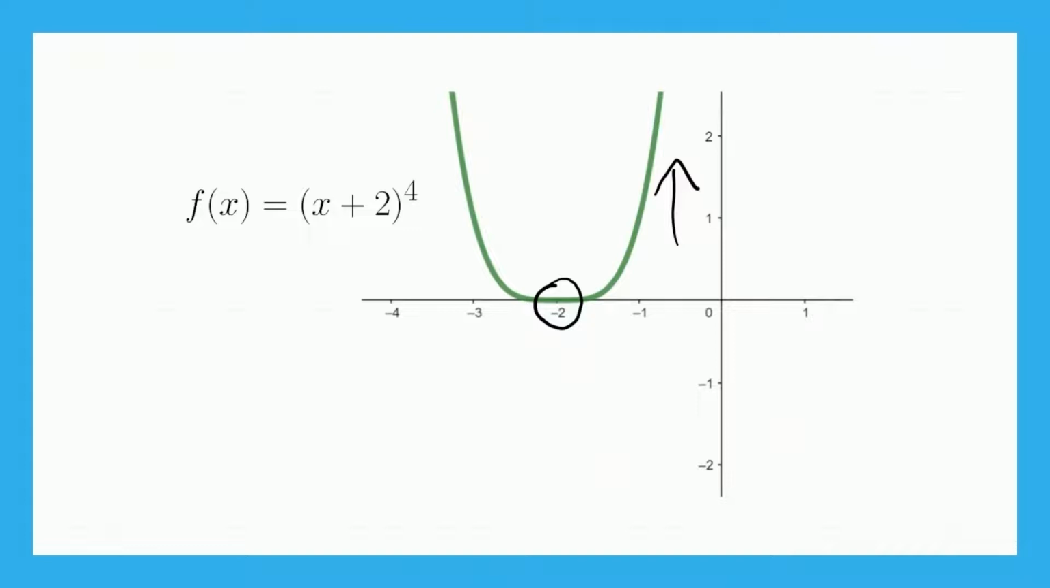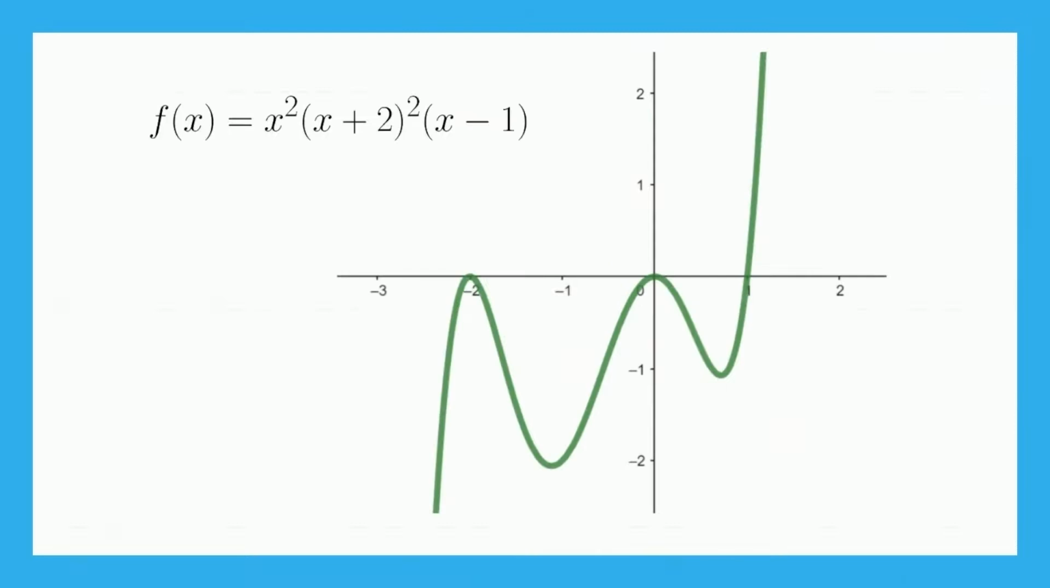Now, let's look at an example where we have more factors and thus a much more complex graph. So right now we're looking at the graph of f(x) equals x squared times x plus 2, all squared, times x minus 1. Now let's make some observations about the graph. It looks like our graph touches the x-axis 3 times, once at x equals negative 2, once at 0, and once at x equals positive 1.